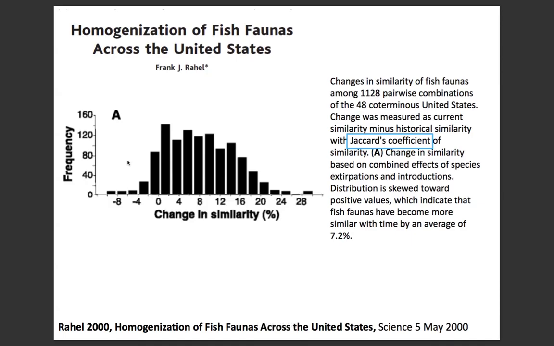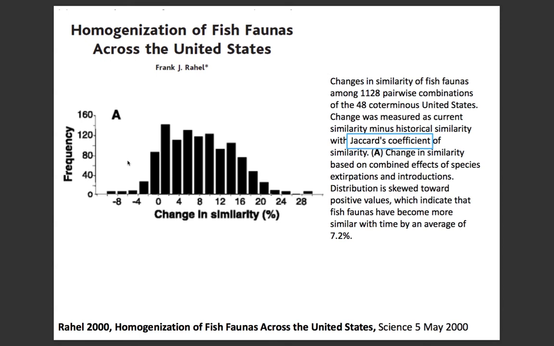Here's an example of homogenization of fish fauna across the United States. They used Jaccard's coefficient of similarity here, and they measured similarity through time and measured the changes in similarity. And it's interesting that you can see that zero change in similarity would be the null expectation, but you can see on the right side, everything skewed to the right, that there's been a positive change in similarity.